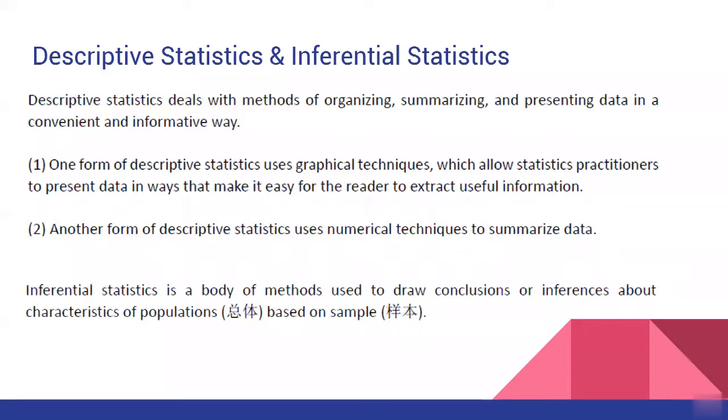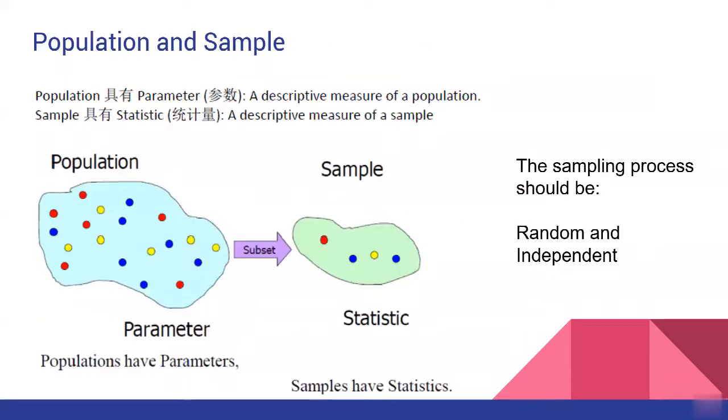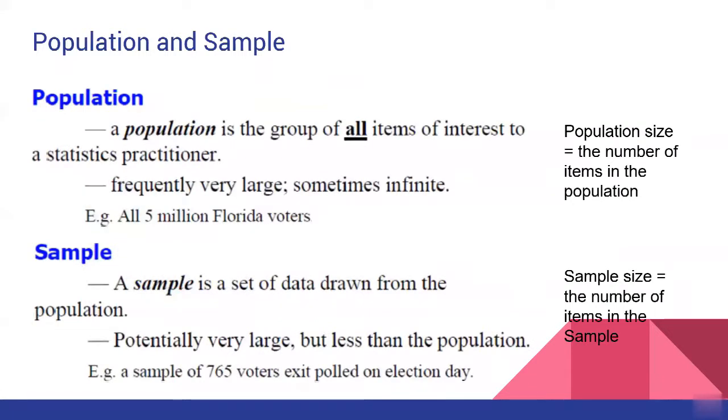Okay, for inferential statistics, this is a body of methods used to draw conclusions or inferences about the characteristics of populations based on a sample. Okay, so next we need to introduce the definition of population and sample. This is a very important concept you need to understand thoroughly.